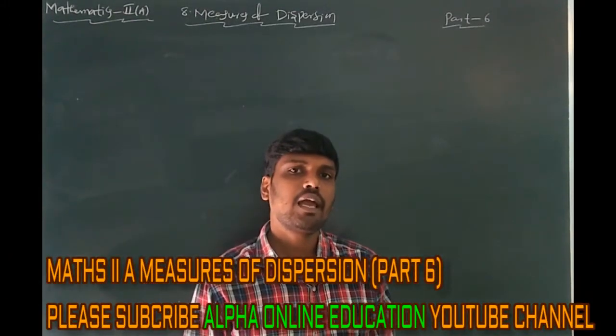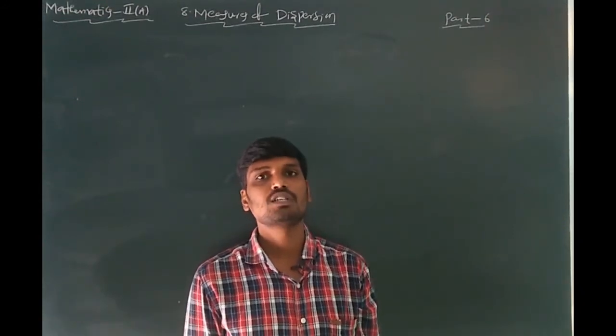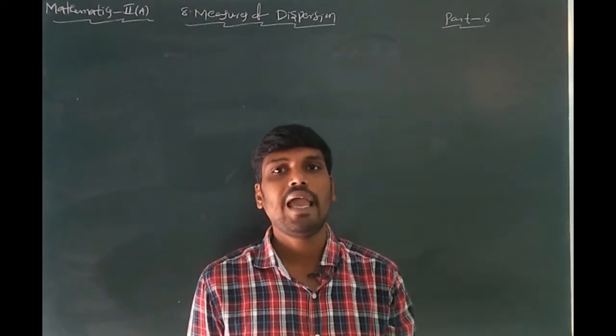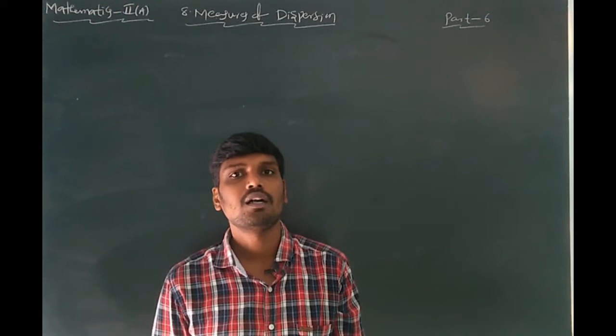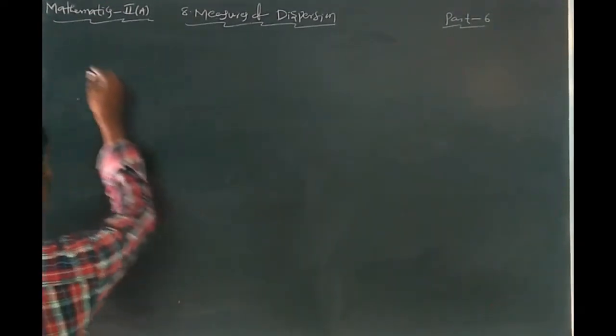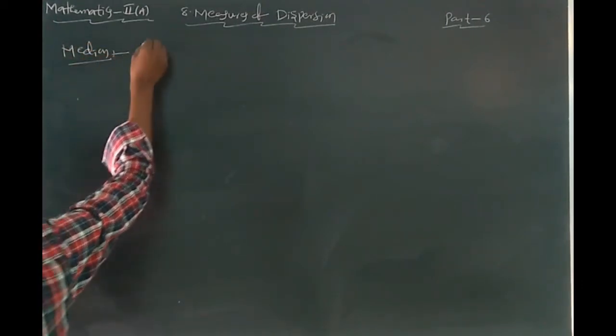Mean deviation about the median for grouped data. This topic belongs to Mathematics 2A, chapter number 8, measures of dispersion. This is part number 6. Today we discuss the median about the grouped data.